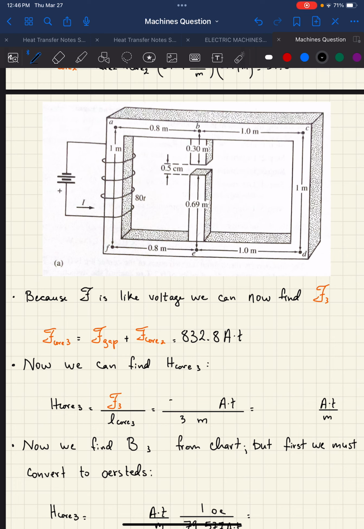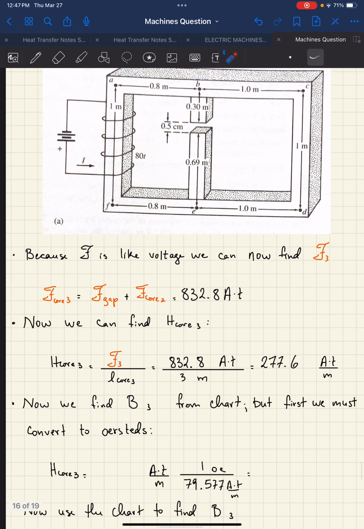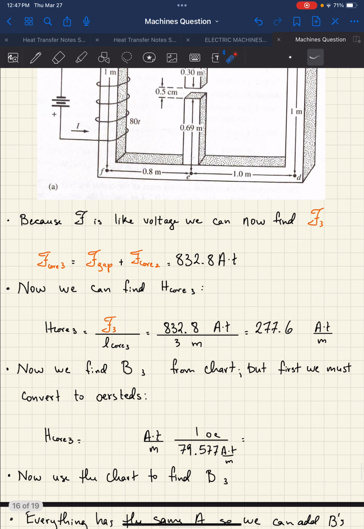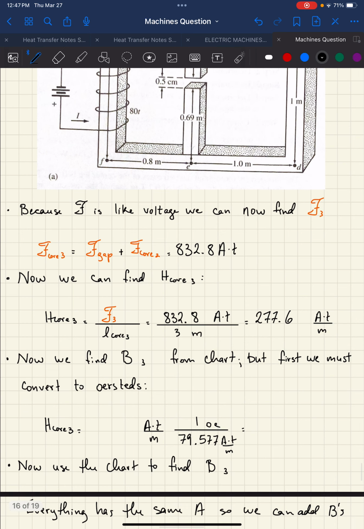Then I can take this number, 832.8, divide by 3 meters, and then I get my H core 3, which is 277.6. Now, I could go back into the table, into that chart, and use H to find B, basically doing what we did previously in reverse. However, before I do that, I need to convert this back into Ørsteds. That's another extra step.